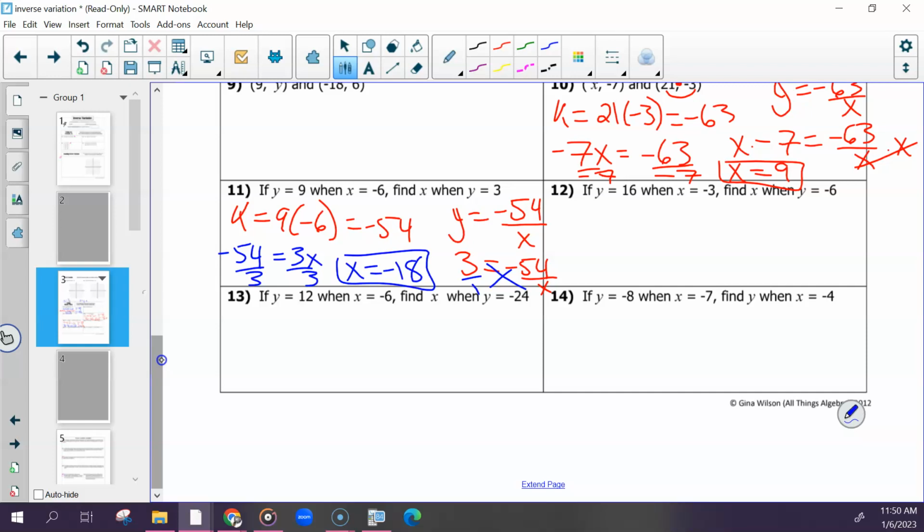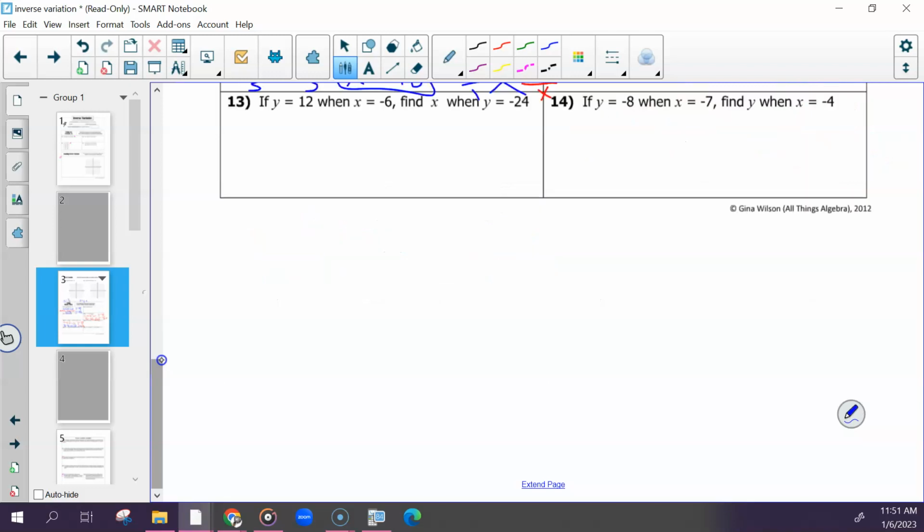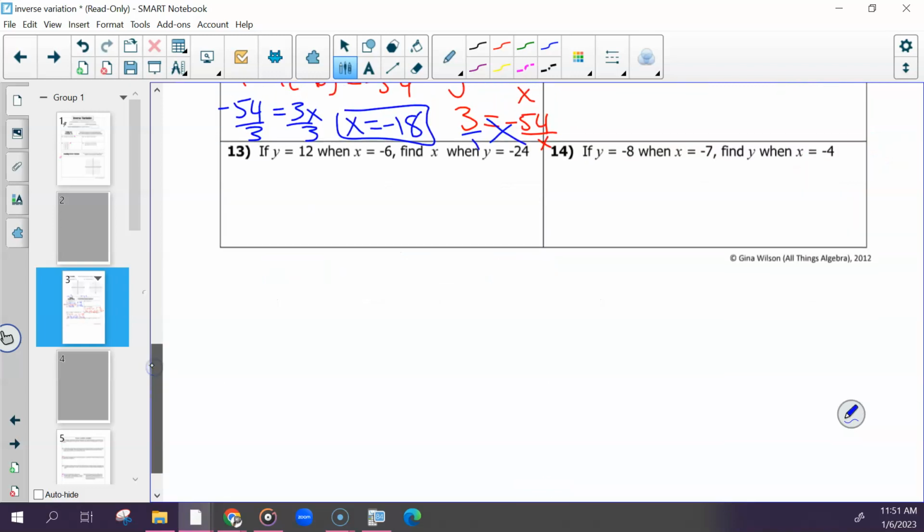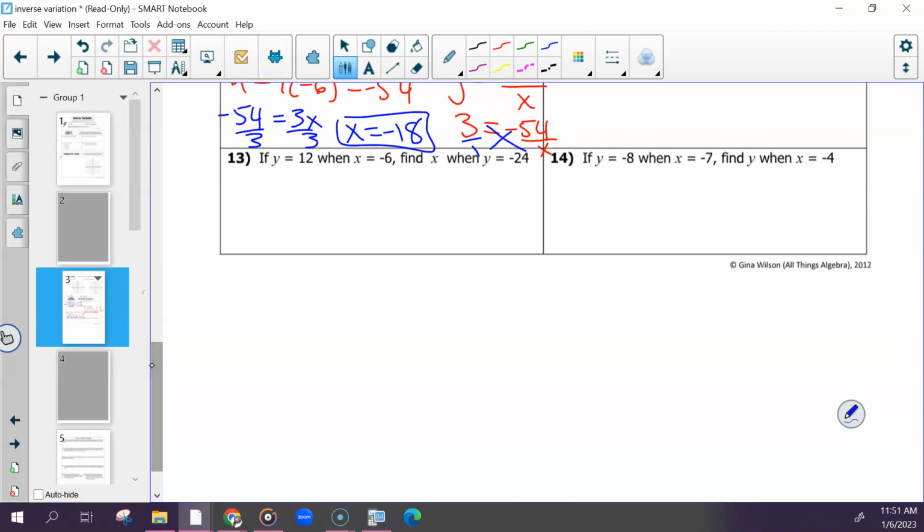We'll do one more of these before we move on to word problems. 14. So if y is negative 8 and x is negative 7, multiply those together to find your k value.